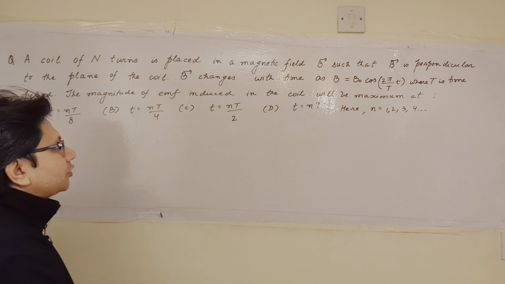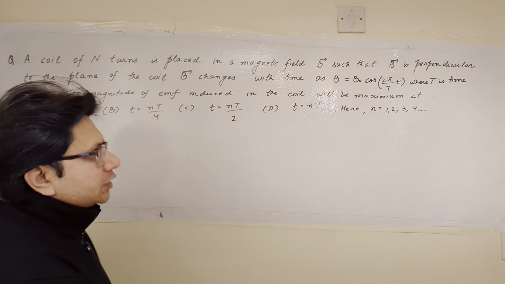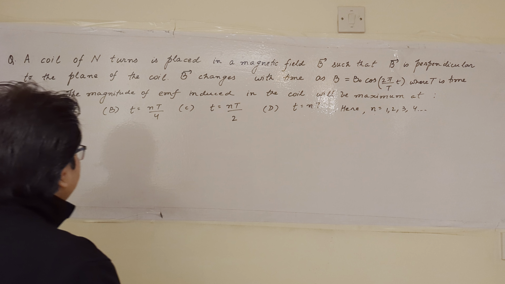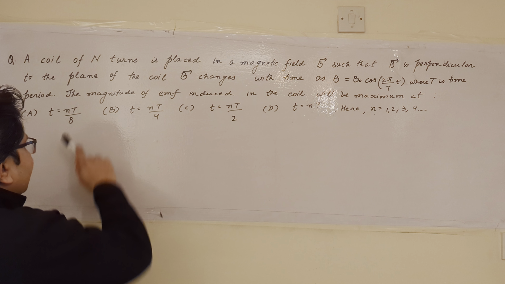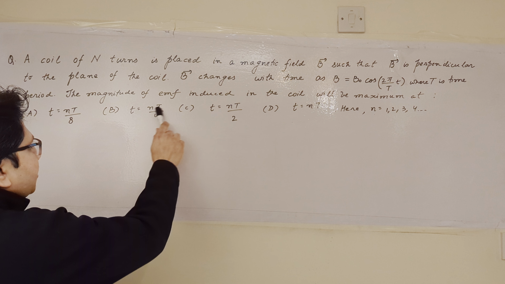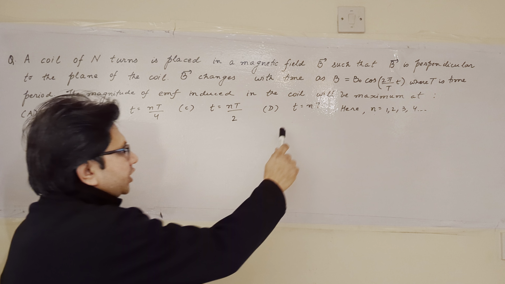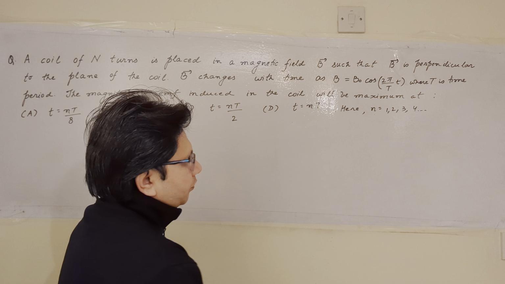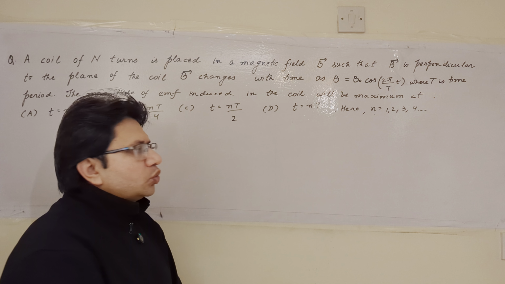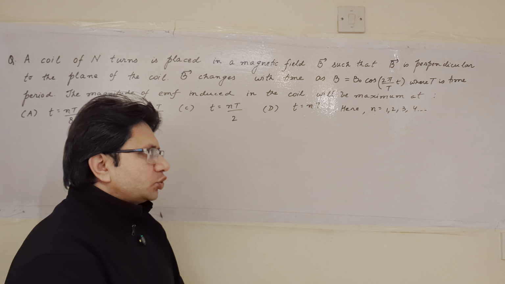The magnitude of EMF induced in the coil will be maximum at: option A, t equals nT/8; option B, t equals nT/4; option C, t equals nT/2; and option D, t equals nT. Here n equals 1, 2, 3, 4 and so on.